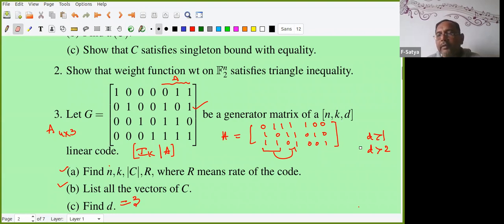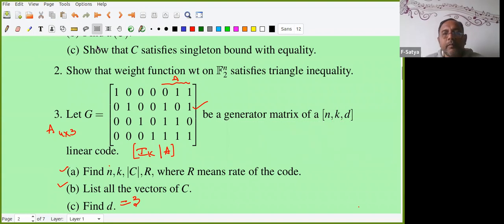Pratik, now you can ask. Or you can find it directly: you find all the vectors and find the distance. That is much more complicated, right? Okay. Any other questions?